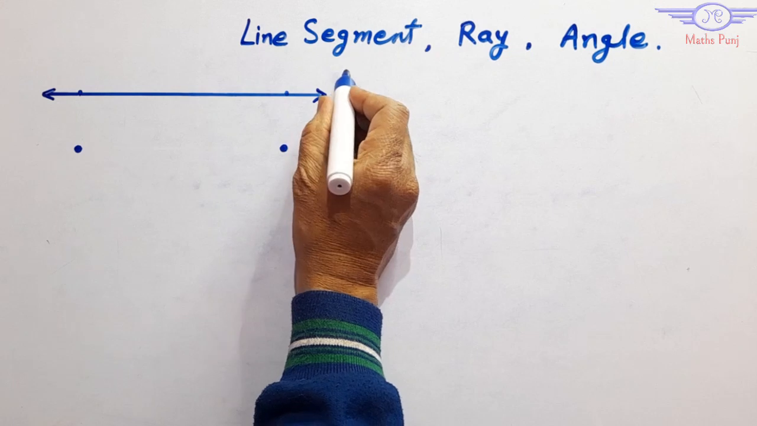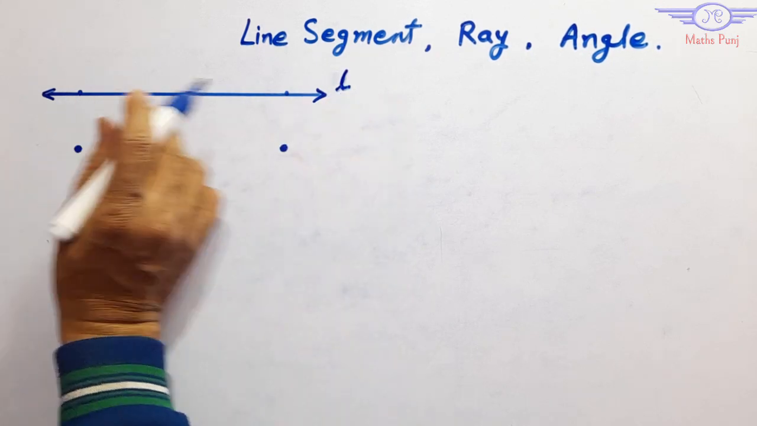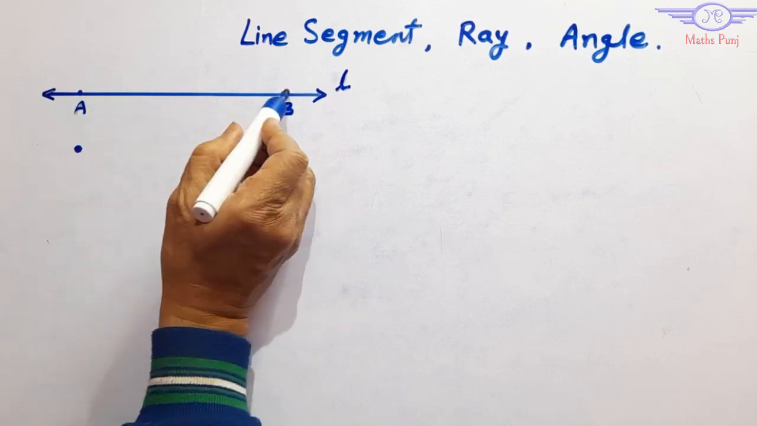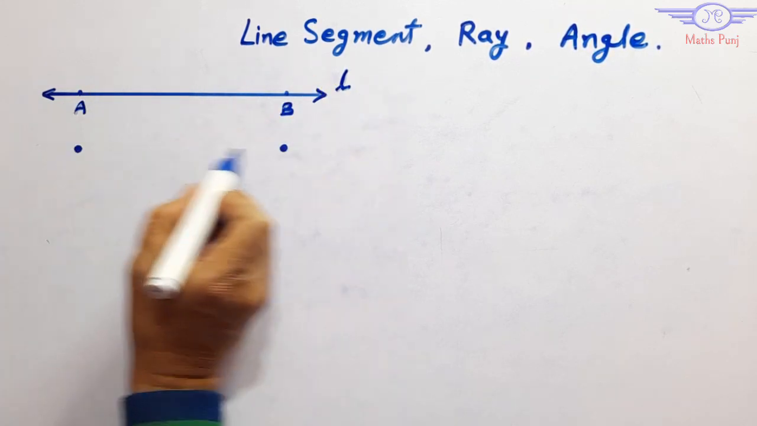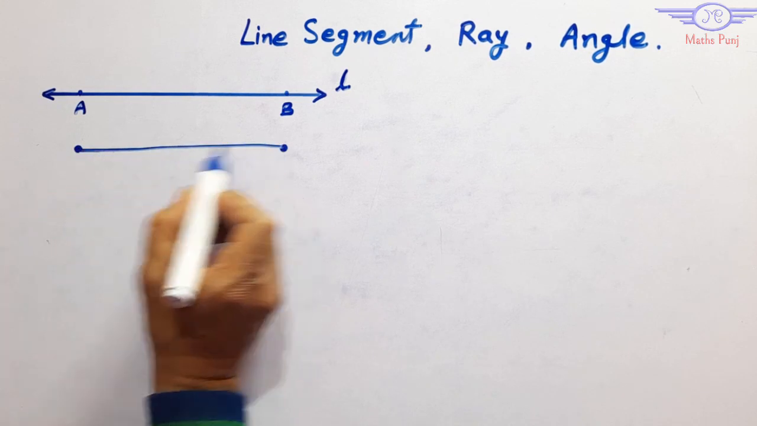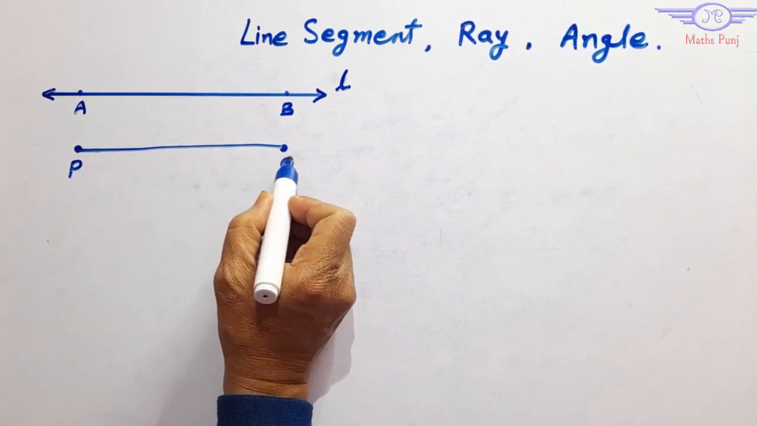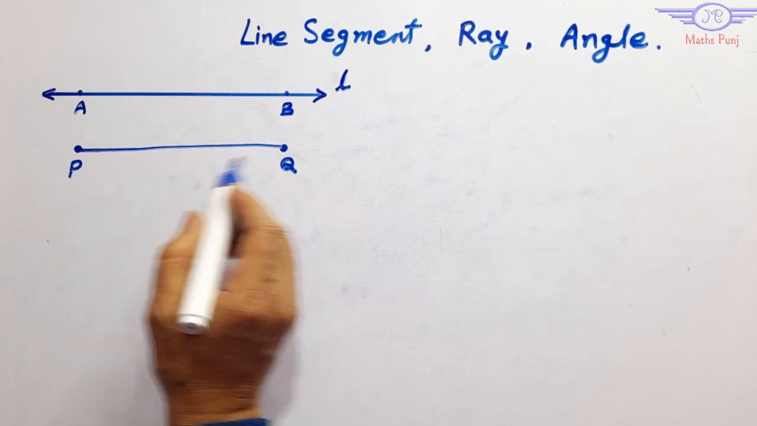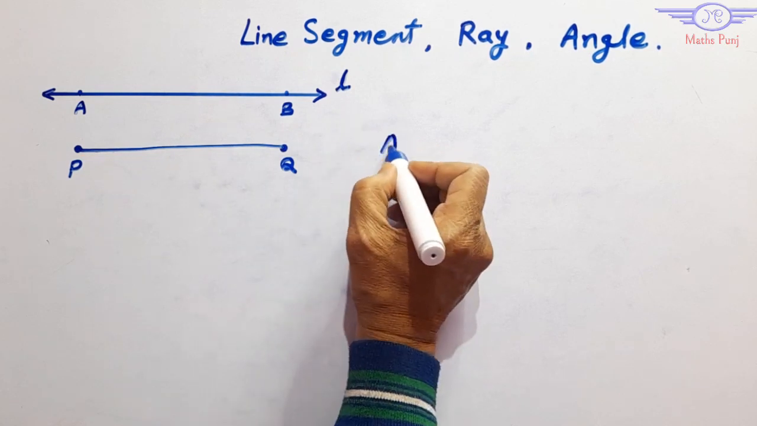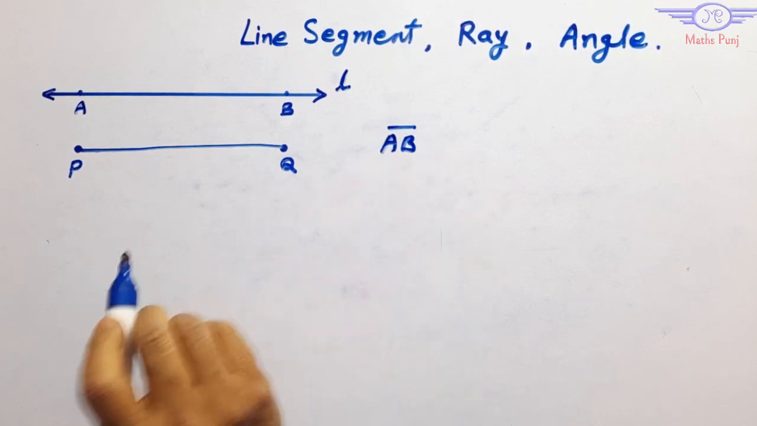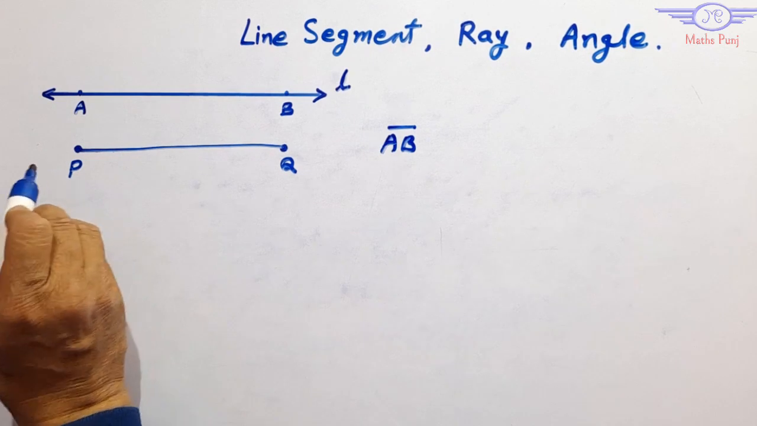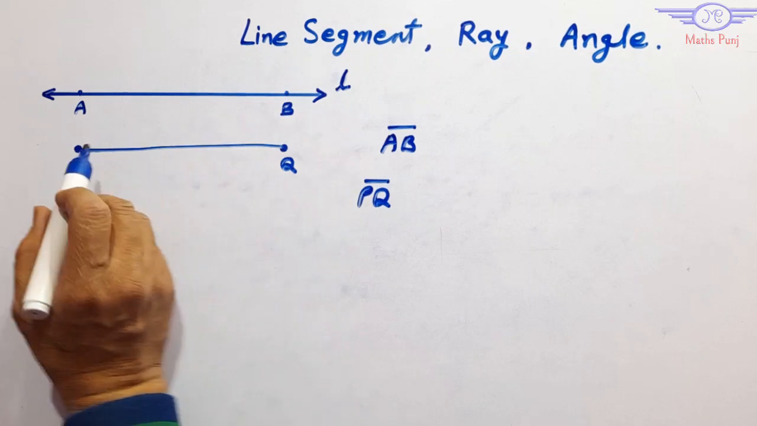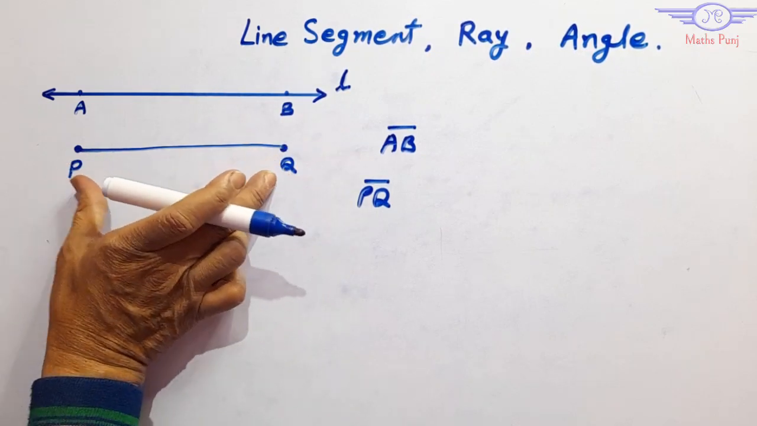This is a line, the name is l, and the part of definite length marked by the points A and B is called the line segment. Joining two points, we also call it a line segment. It can be denoted by P and Q. This is a line segment, and the naming of the line segment is written like AB, denoted by this bar symbol. This is segment PQ. So a line segment has a definite length. We can measure the line segment.